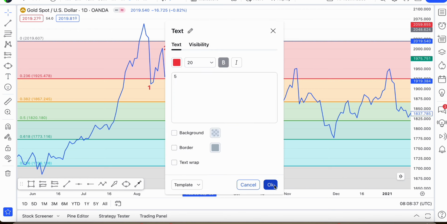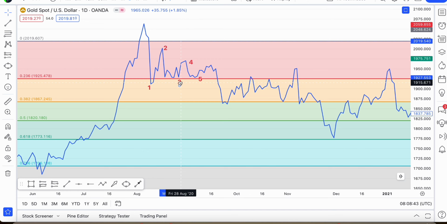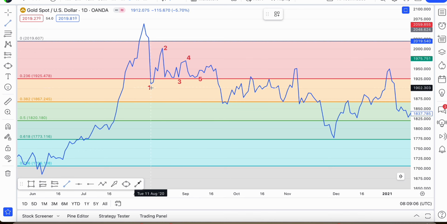So this 1, 2, 3, 4, 5, if this is satisfied, it's actually called in mathematics again, I think, the harmonic series. What it does is that it gives you a prediction that there is going to be a break, because after 5 it breaks this way. It also tells you where to put your take profit and where to put your stop loss. This is why I brought this inside.